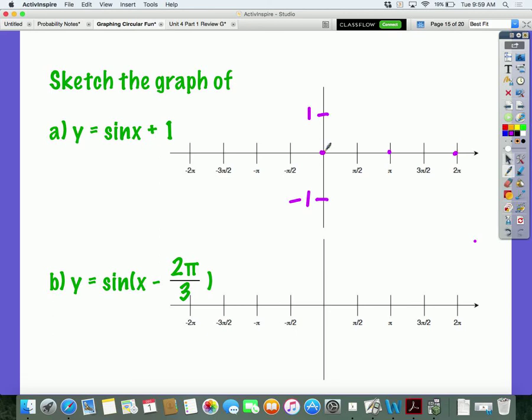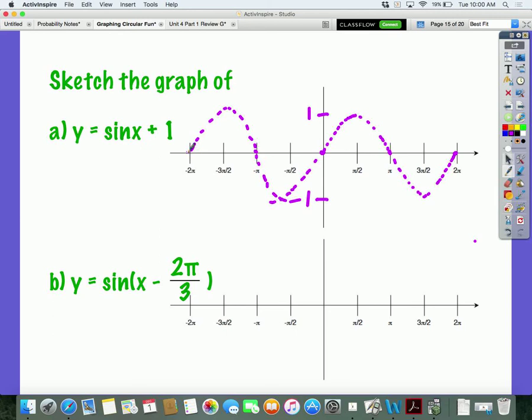Okay? From 0, we go where? Up to 1, then down to 0, then down to negative 1 at 3 pi over 2, and then back up to 0. Okay? And it repeats that same process, just opposite. It goes down here, up. I missed that one. There it is. There's the original function.